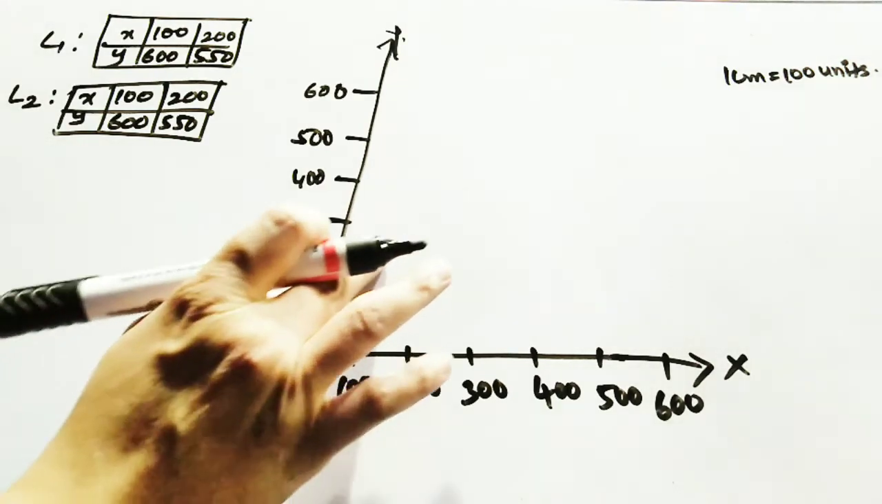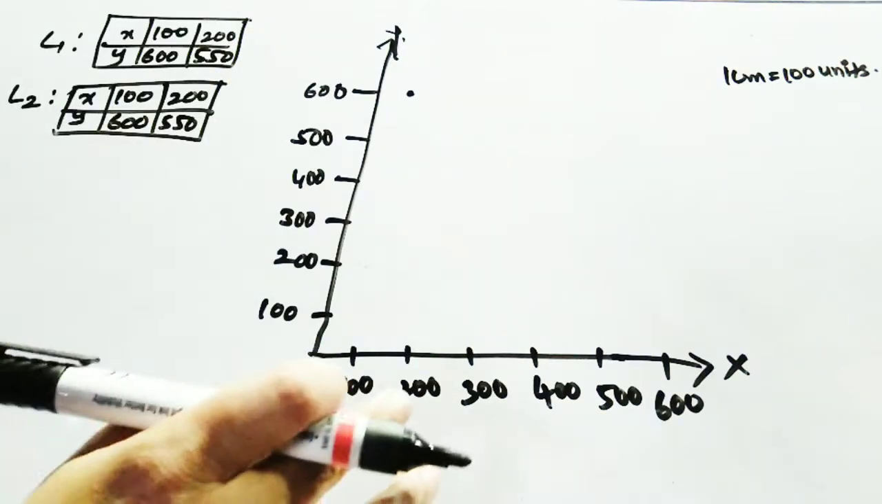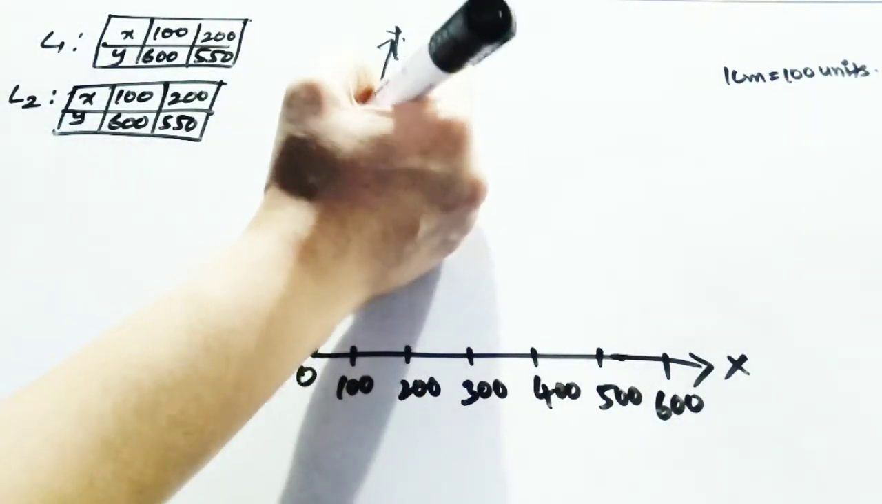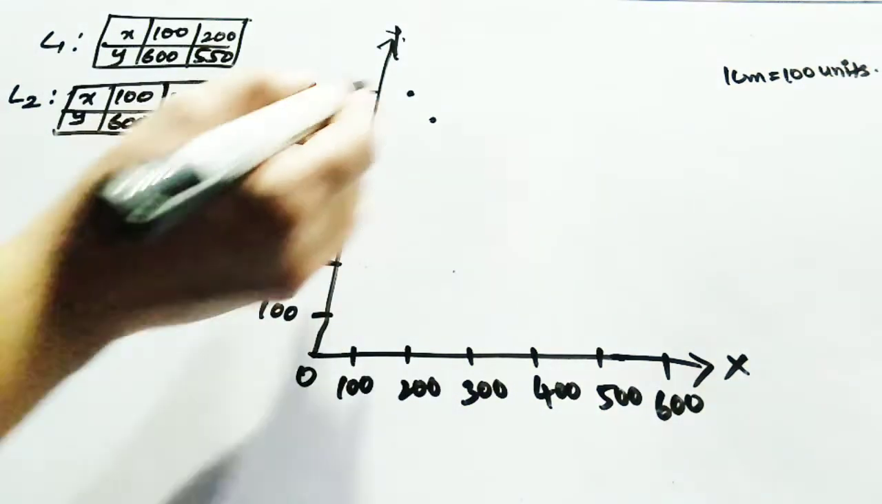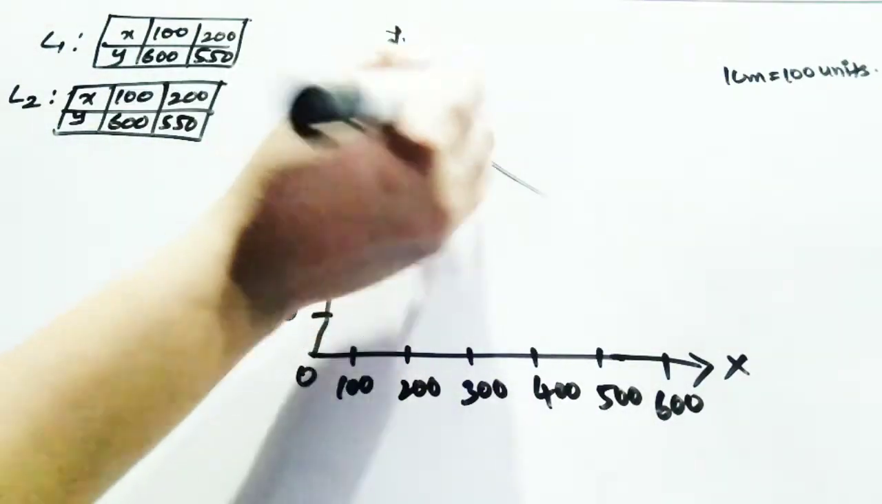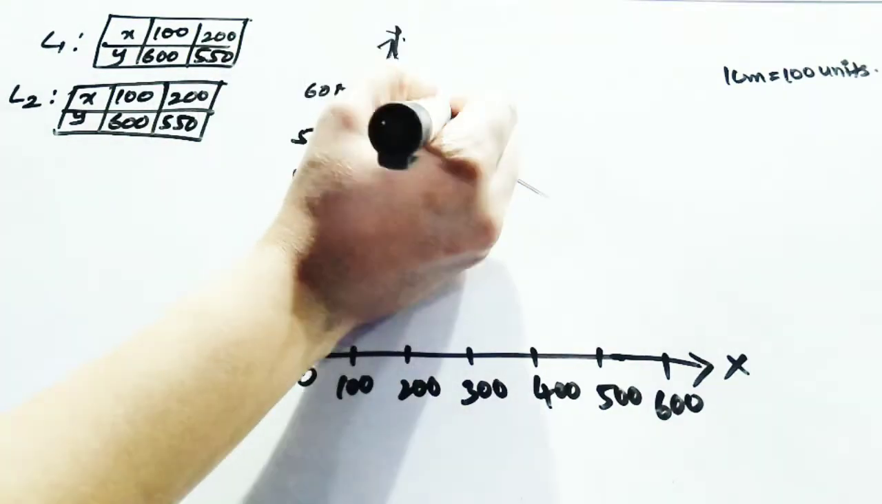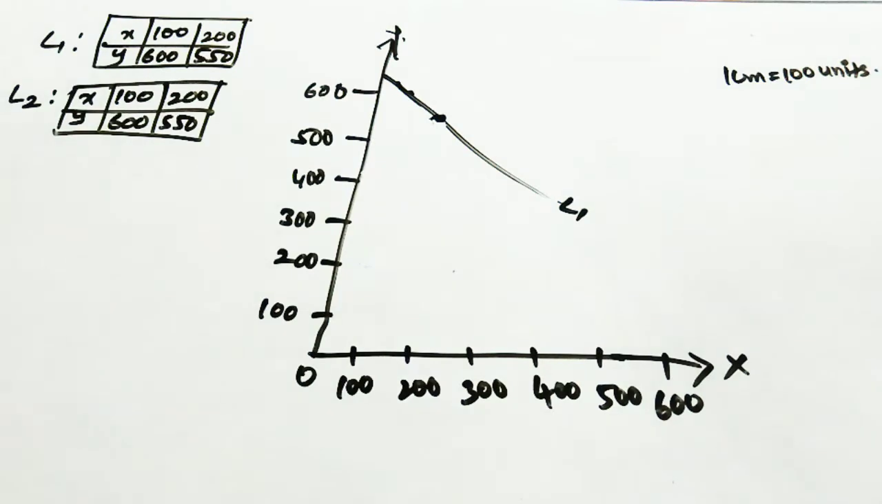When x is 100, y is 600. When x is 200, y is 550. 550 means between 500 and 600. This is the point, just join it. 200 means go up, join it. This is the L1 line. Now just go for L2.